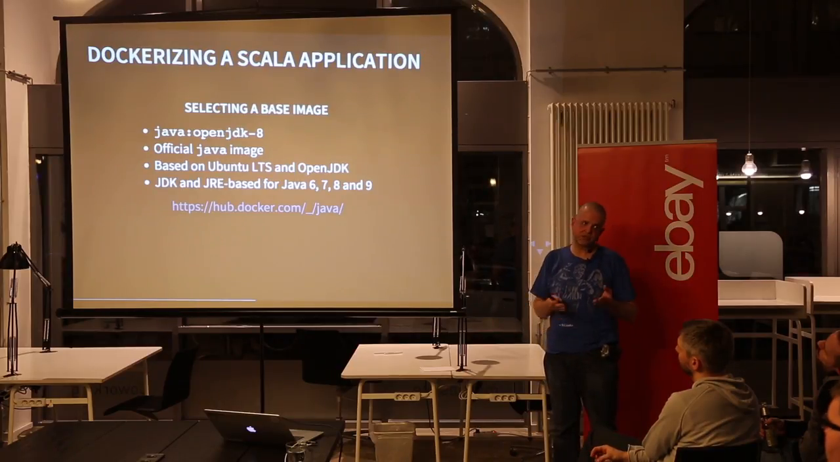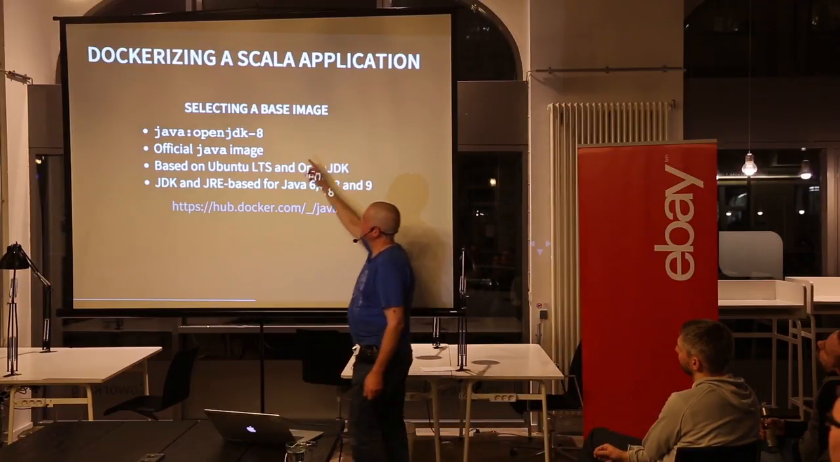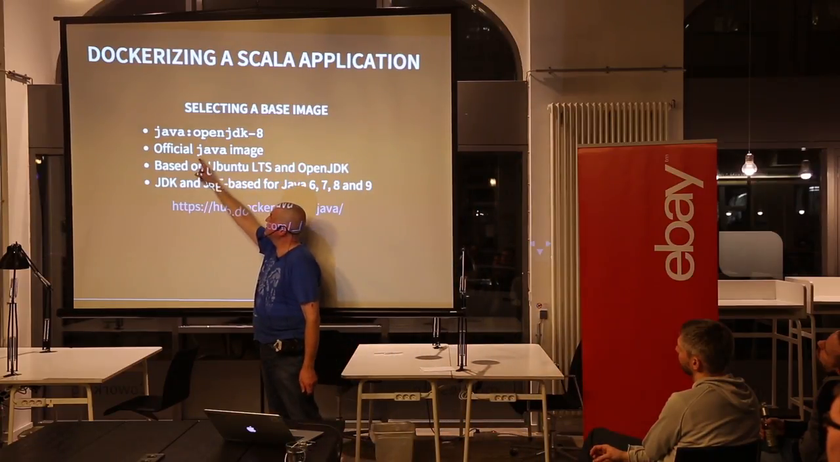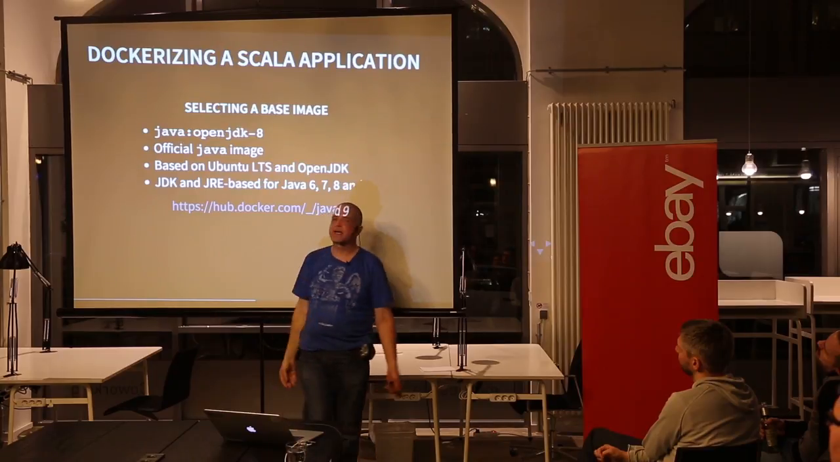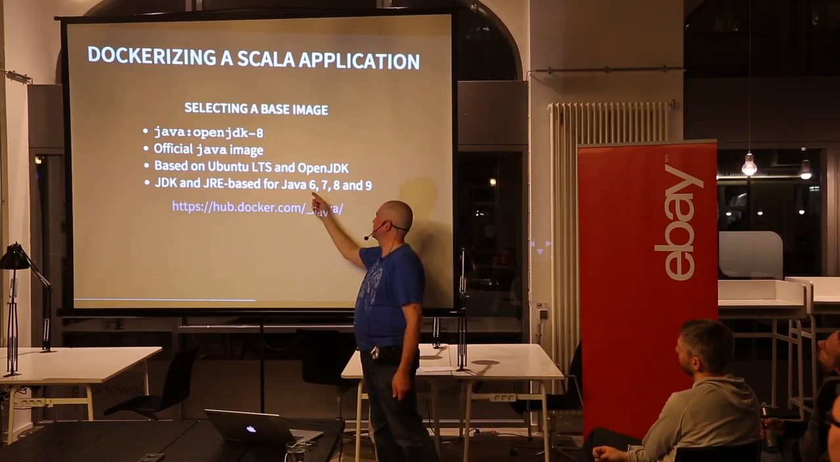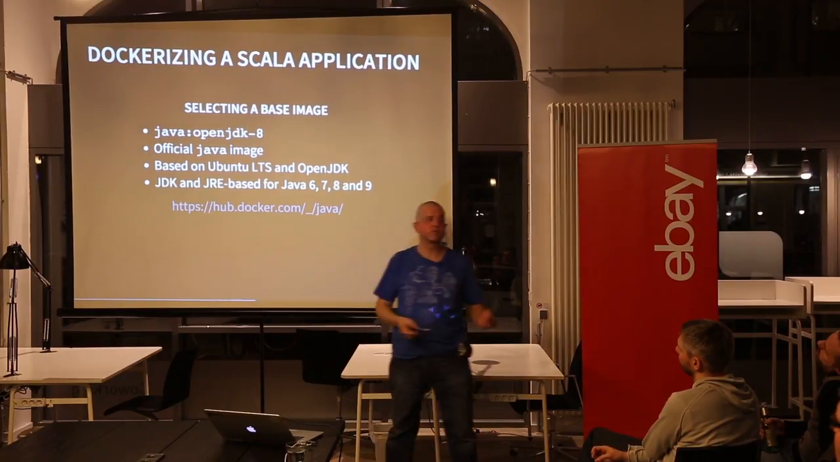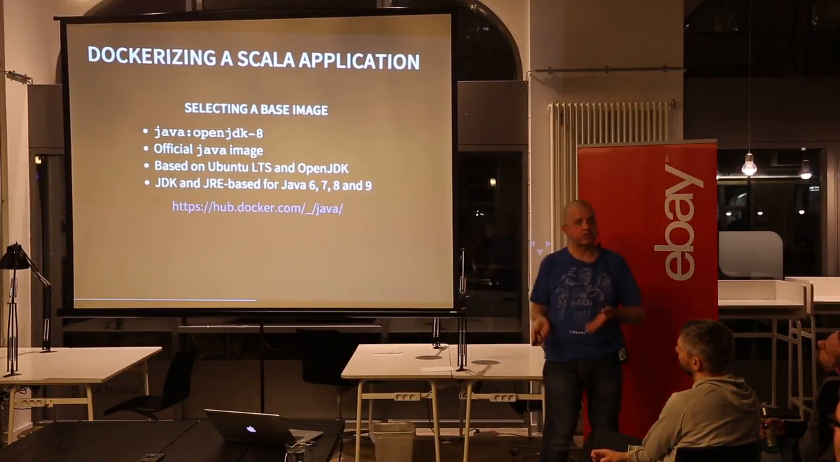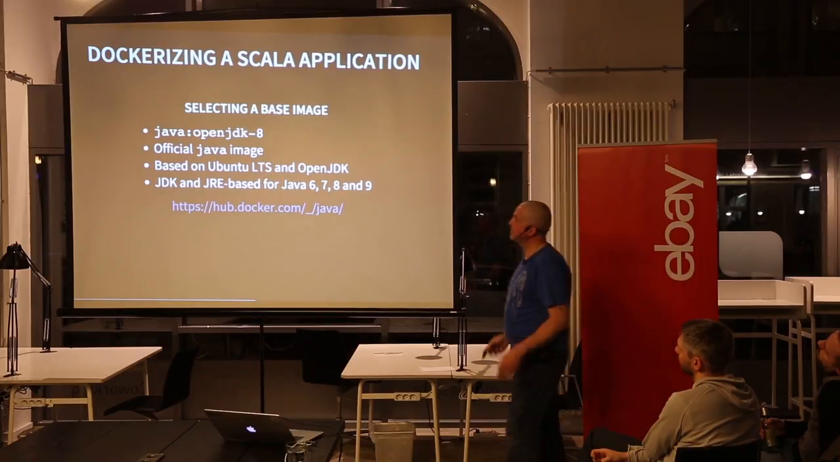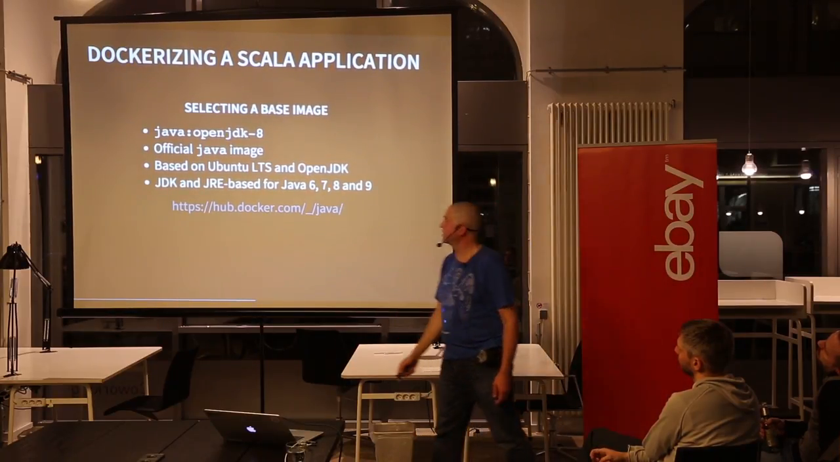So the first thing you need to do is create a Dockerfile. You want to select a base image, and inside Docker Hub, there's the Java OpenJDK 8 image. That was a good starting point. It's based on Ubuntu and OpenJDK, and they actually have even up to Java 9. So you can actually create images using Java 9 if you want to start testing. And here's, of course, the link to the Docker Hub repository.